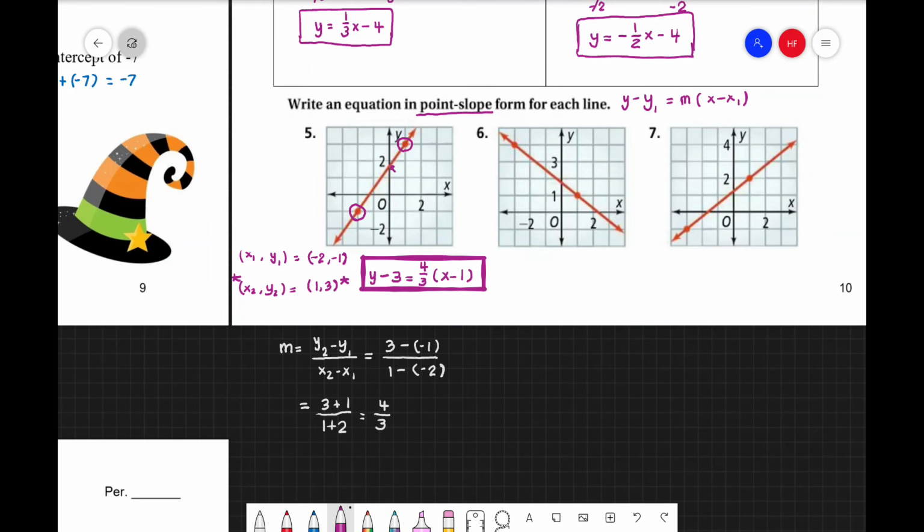Now another way that I could have done this, since I was given the graph and those 2 points, is I could have counted my slope. So I could have said, how many am I rising? 1, 2, 3, 4. How many am I running? 1, 2, 3. My slope is 4 over 3. So we end up with the same slope whether we use the equation or we use the graph. Now let's do number 6.